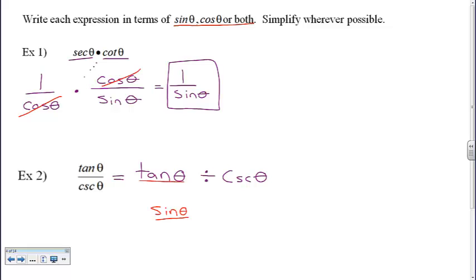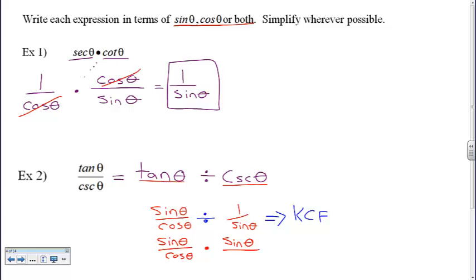the operation division. Tangent of theta, we know, is equal to sine of theta over cosine of theta when we rewrite it. We're going to rewrite cosecant of theta as 1 over sine of theta. And we're going to keep the operation in between. Now remember, when you are dividing fractions, you need to use keep, change, flip. In other words, keep the first fraction, change your operation from division to multiplication, and flip your second fraction. In this case, 1 over sine theta becomes sine of theta over 1.